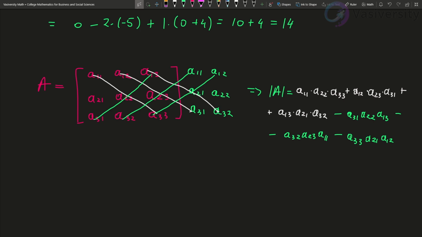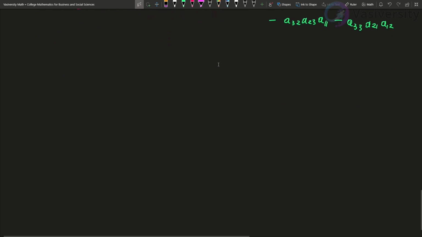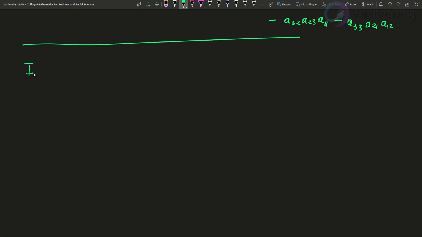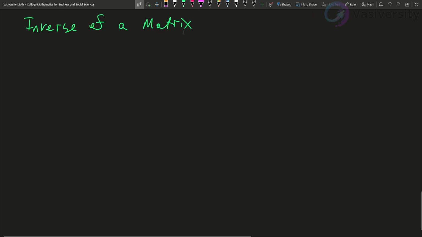Okay, now, since we learned how to do the determinants, we can go ahead and move on to the definition of the inverse of a matrix. Specifically, we're going to be focusing on the inverse of a matrix, but let's take a look at the proper definition.